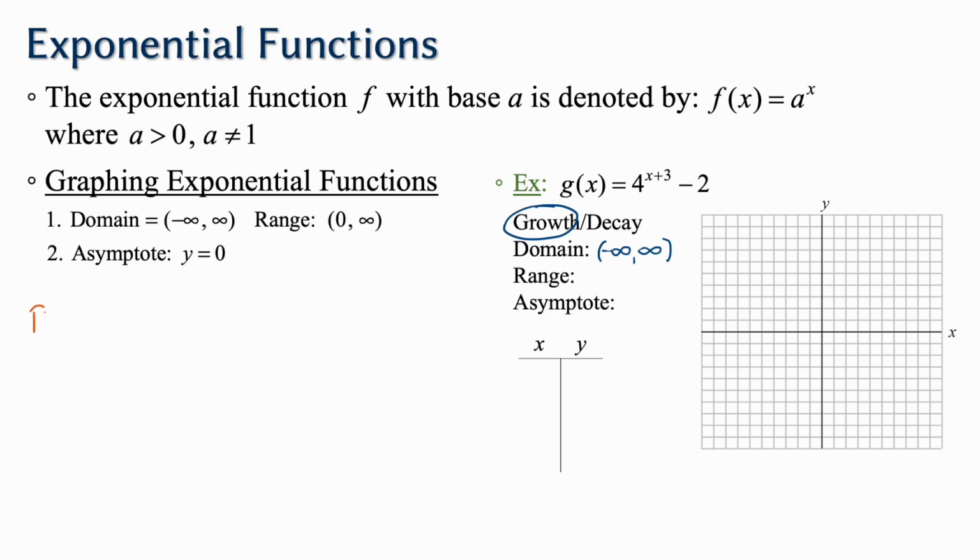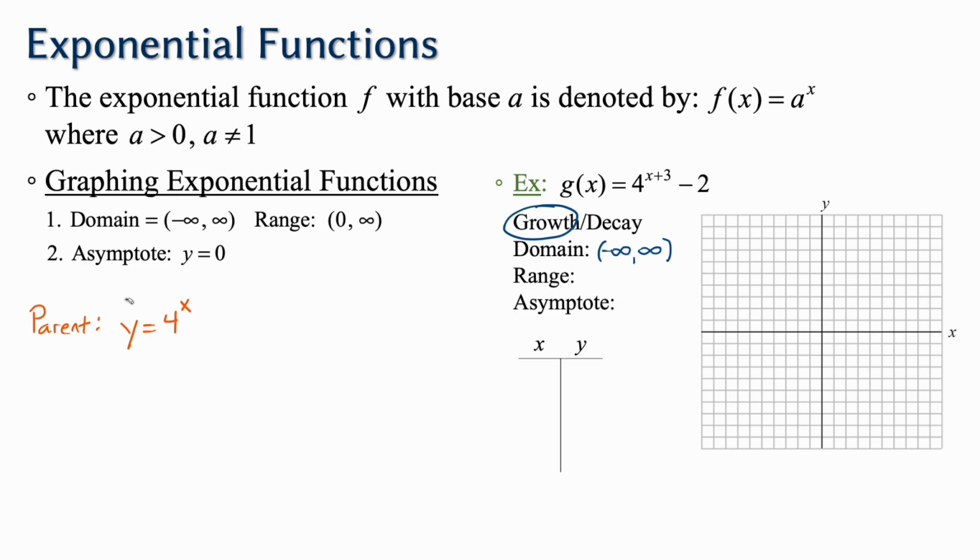First off, let's consider what the parent graph looks like. In this case, the parent graph is essentially this graph with a base, but no other transformation. So the +3 in the exponent and the -2 on the outside, let's just get rid of those. So our parent graph is y equals 4 raised to the x. And again, all I did was clear out the transformations.